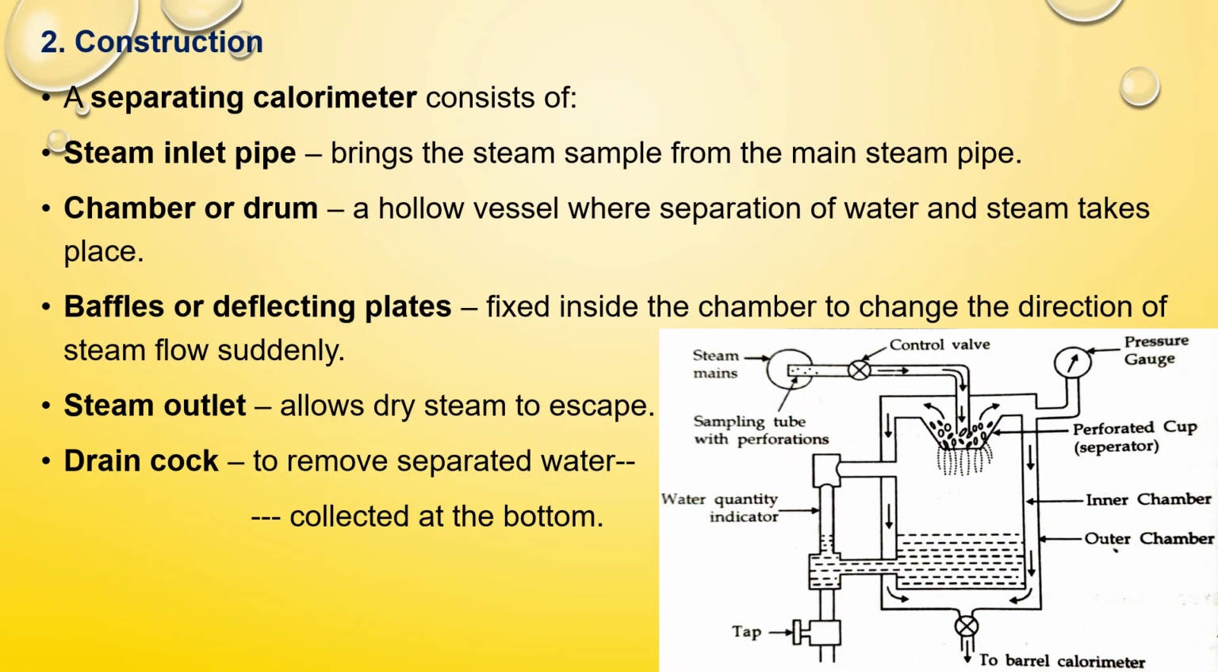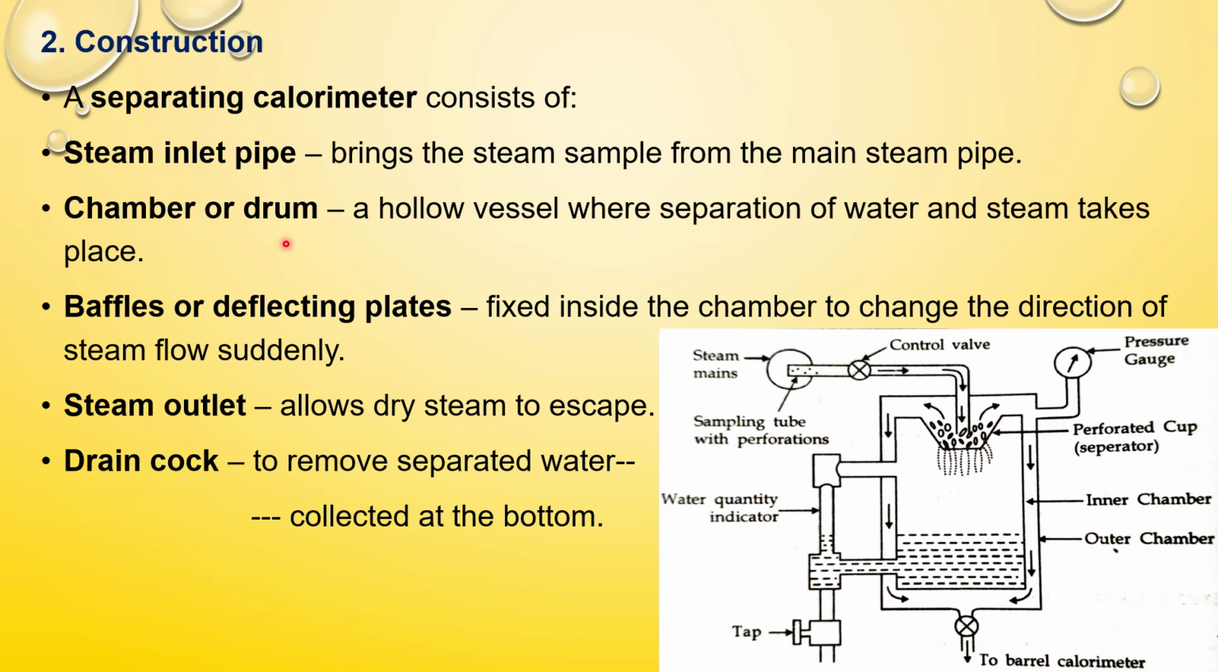Now we will discuss the construction part. In the separating calorimeter, first is the steam carrying pipeline. You can see this is the steam main, connected with the boiler drum. From the boiler drum you can see steam is coming out here. When we operate this control valve, the steam enters into the separating calorimeter.